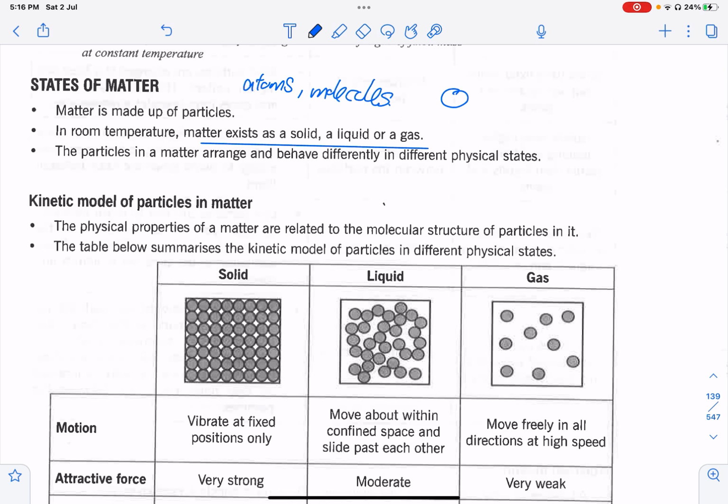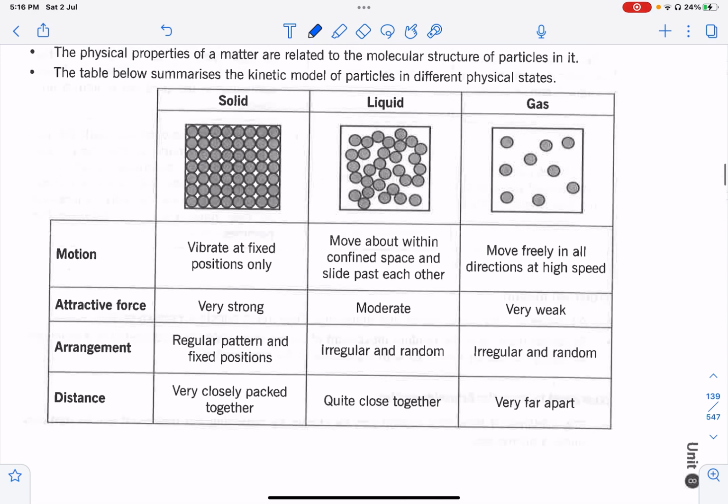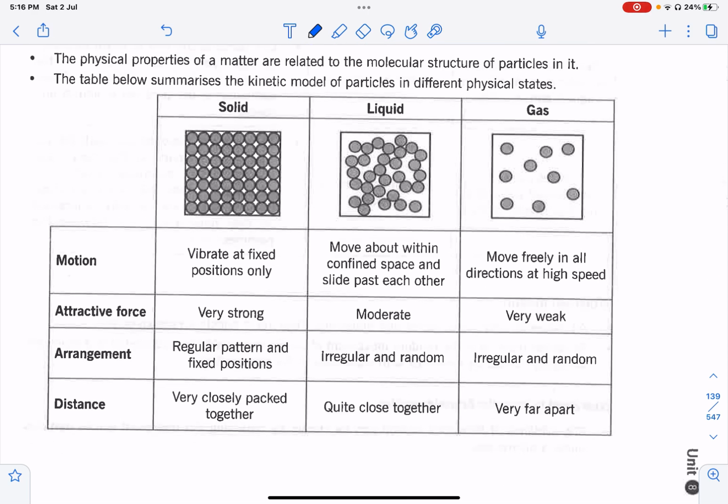For these three states, there are two main things that questions will usually ask: the arrangement and the behavior, which is more or less the movement. In your answers, do structure them so that you relate what the arrangement is and what the movement is. This is a key summary table that is good for memorizing, where the motion in the solid state is very different from the liquid and the gas states.